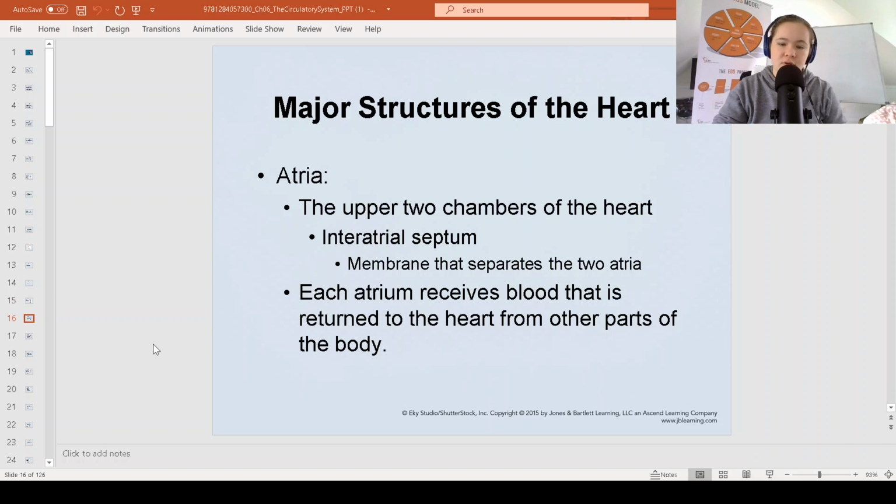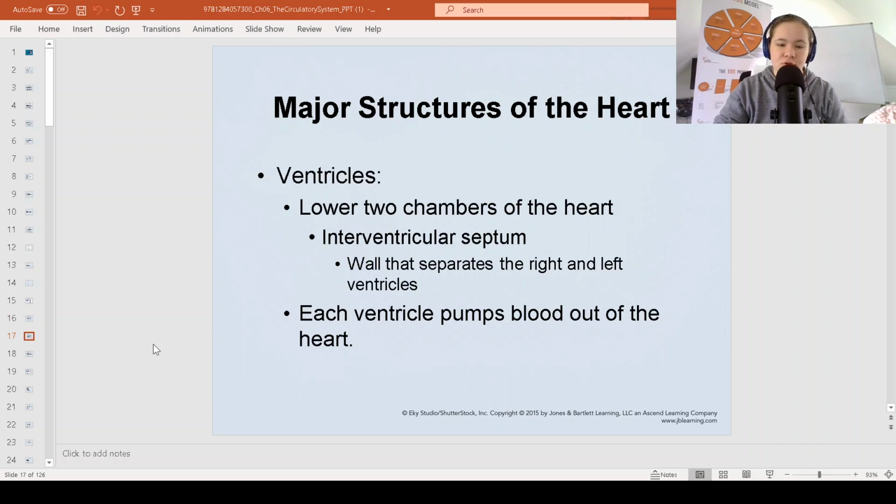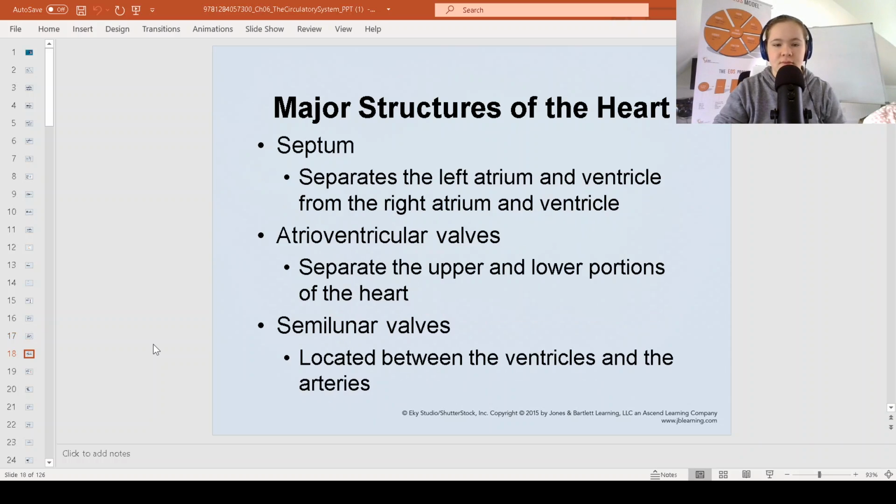Atria are the upper 2 chambers of the heart. The interatrial septum is the membrane that separates the 2 atria. Each atrium receives blood that is returned to the heart from other parts of the body. Ventricles are the lower 2 chambers of the heart. The interventricular septum is the wall that separates the right and left ventricles. Each ventricle pumps blood out of the heart.